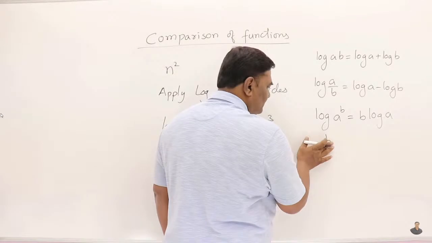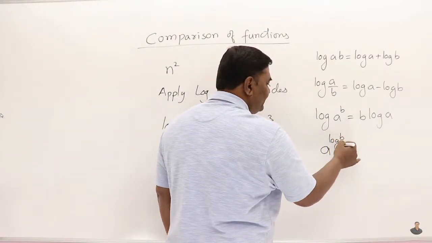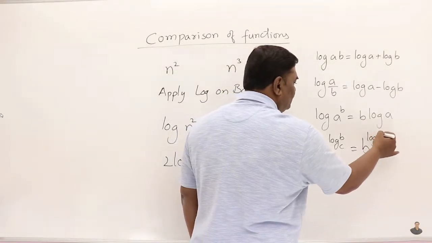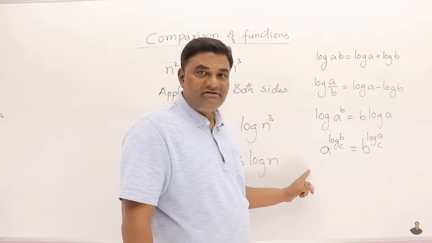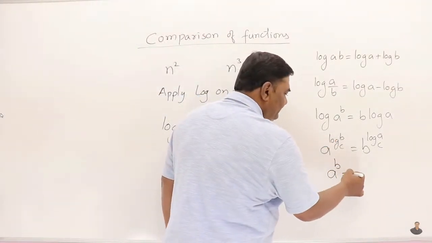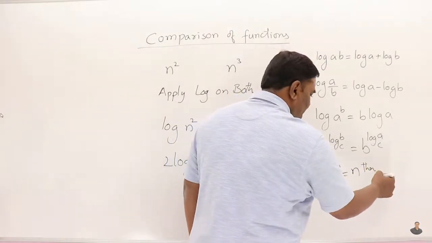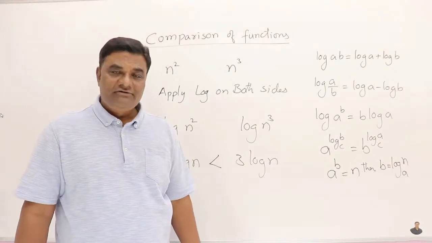a power log b base c is b power log a base c. So this log value can come as a base here, if it is in power. And if a power b is equal to n, then b is equal to log n base a. These formulas must be helpful for solving log problems.